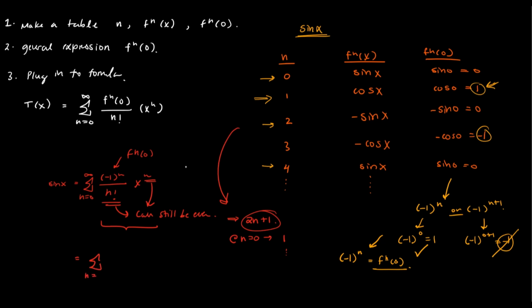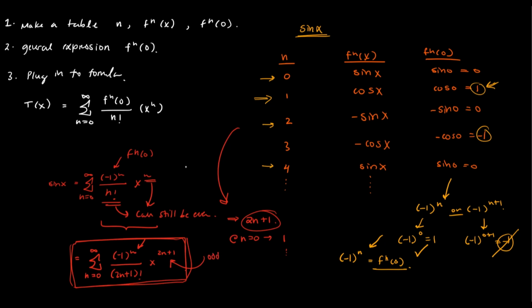It's going to be the sum from n equals 0 to infinity of negative 1 to the n, and again this n stays for the same reason as it did last time, divided by 2n plus 1 factorial times x to the power of 2n plus 1. So this is your general formula for the zero-centered Taylor series for sine x. Again, very similar to last time, except this time we only want to include odd terms, rather than only including even terms.